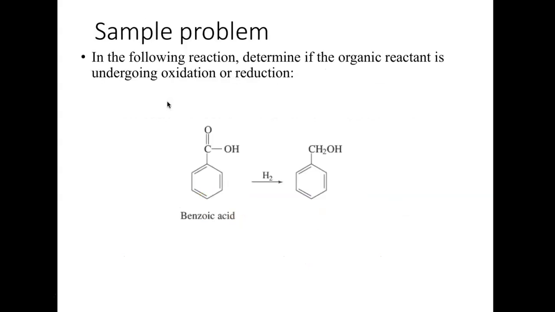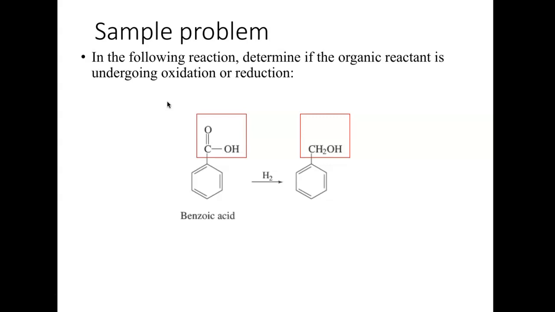molecule. So in this sample problem, it's just asking you to look at this reaction and indicate, is this organic reactant undergoing oxidation or reduction? These are two molecules, but the part of the molecule that we care about is the part that's different between them. So they both have a benzene ring that we can ignore. We're looking at the part in the red boxes.